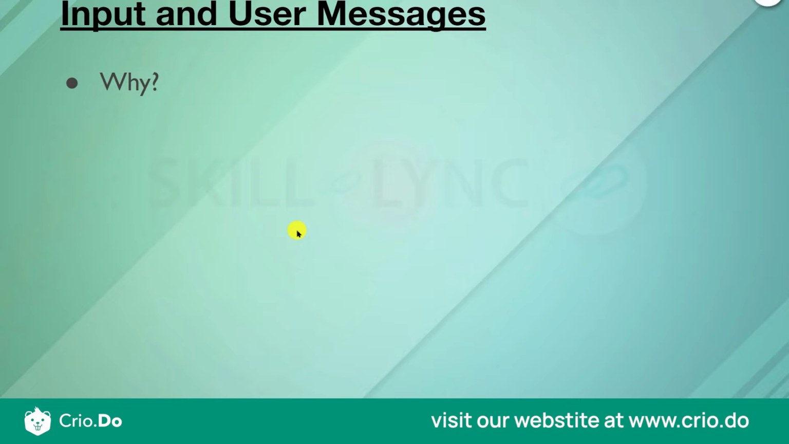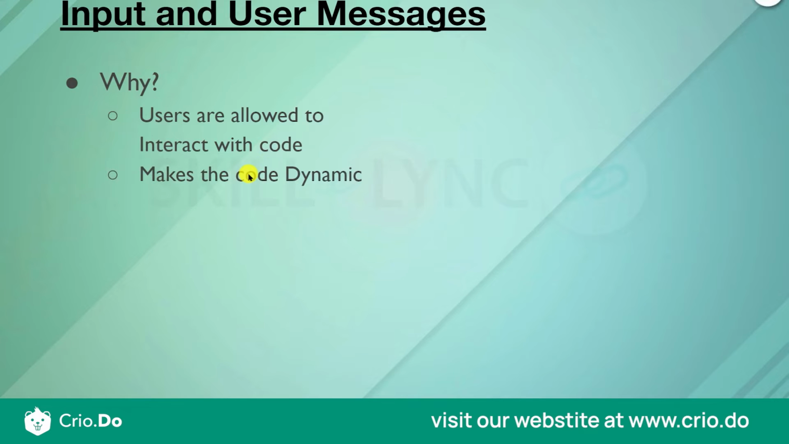So what do we mean by input and user messages? Basically these messages are used to interact with the user, and according to the choice of the user, the code will be executed. Why is there a requirement to use input and user messages? Allowing users to interact with the code makes the code dynamic. Whenever we have the functionality of interaction with the user, we are making our code dynamic in nature. Dynamic in nature means that the user can take decisions at the runtime of the code. It automates the user's experience.